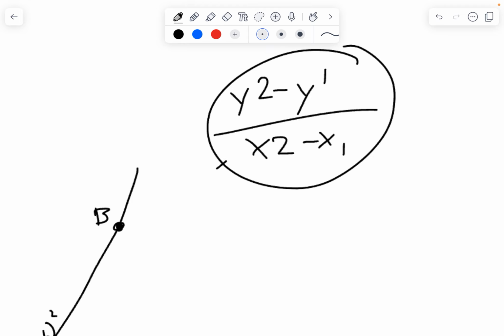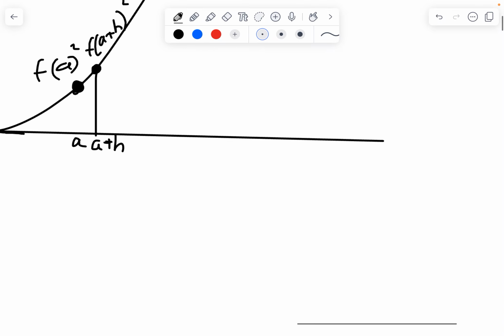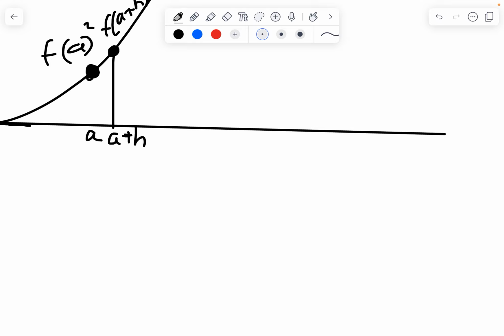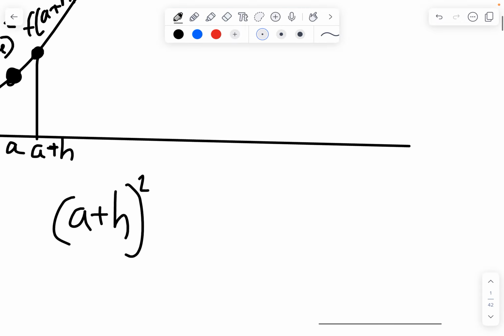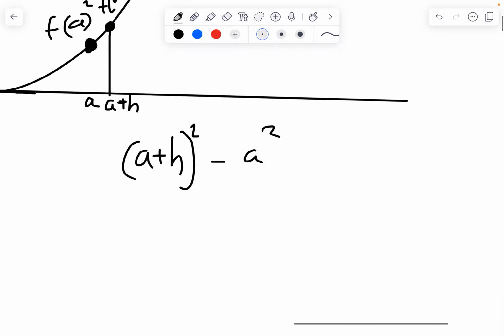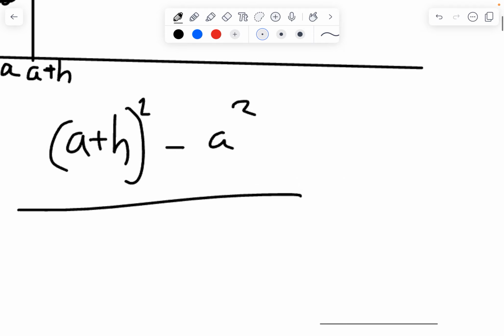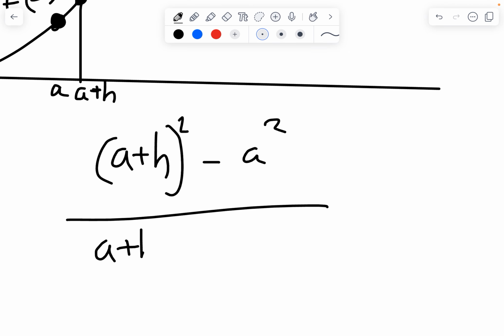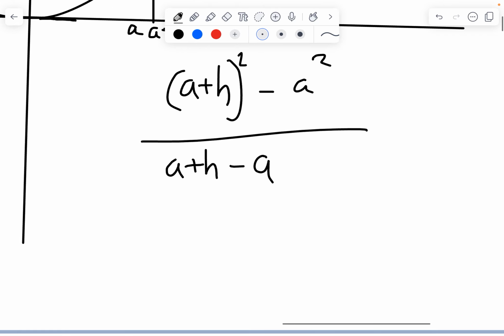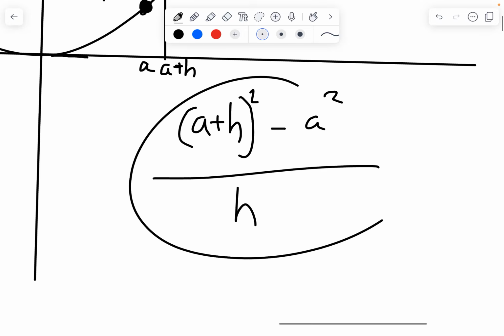How do we find slope? y2 minus y1 divided by x2 minus x1. So let's take our first value, which is a plus h squared, and we have to subtract the y1 value, which is just a squared. And this is all divided by x2 minus x1, so that would be a plus h minus a. Let's simplify this first. We can simplify the denominator pretty easily by just removing that h. A plus h minus a is just equal to h, right? And so we're left with this.